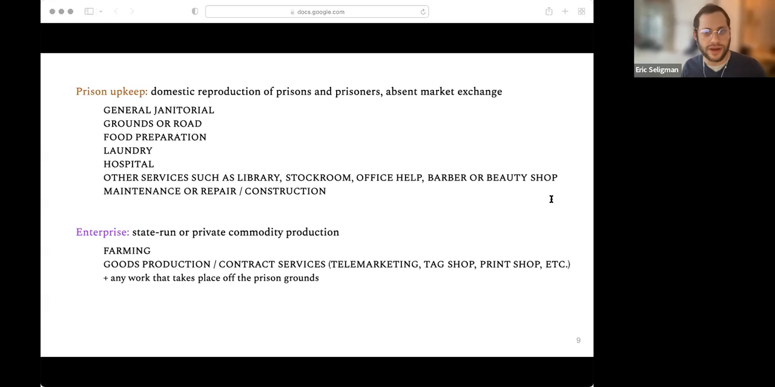Or going in the other direction, an arrangement in which a non-DOC agency like a school might bring items such as worn auditorium chairs to the prison for repair, which is an example from Massachusetts. This involves an exchange between agencies. So we would want to have coded that as enterprise, but it would be recorded as maintenance or repair and then incorrectly coded as prison upkeep. But we think that these will be pretty rare.